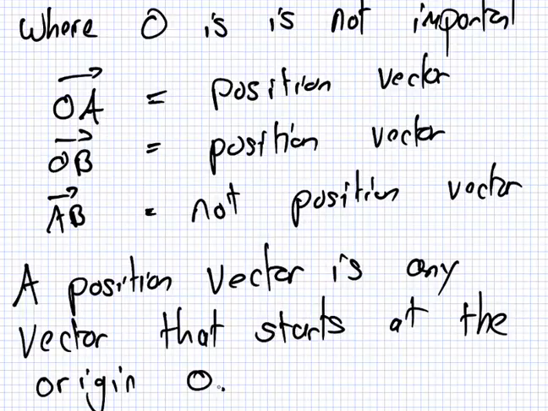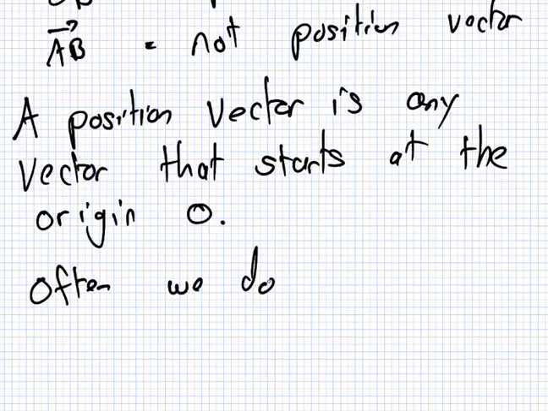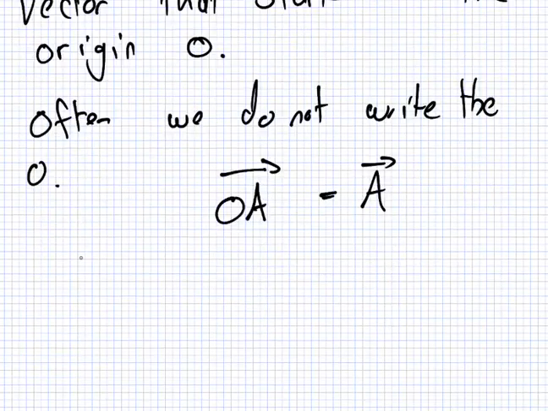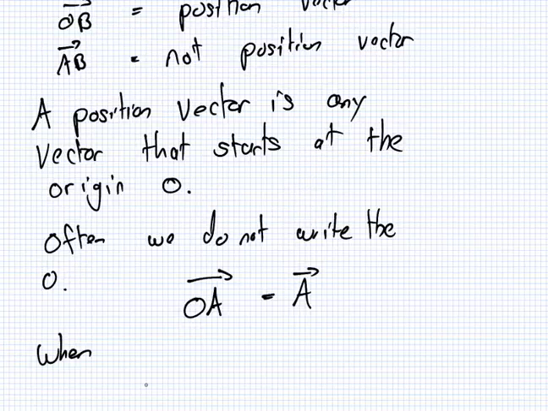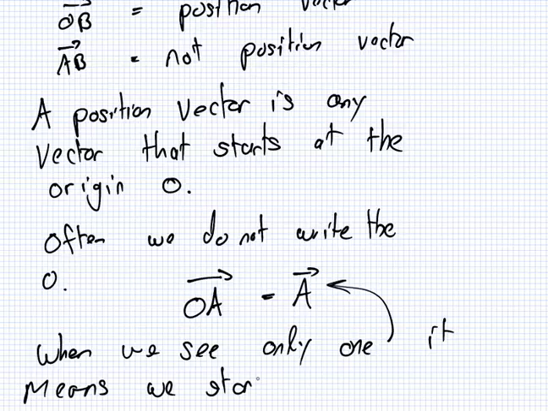So that's a position vector. Any vector that starts at the origin O. Often we do not write the O. So what I mean by that is, if I have OA, often we don't even bother to write the O, we just write A. So when you see only one letter, it always means we start at O. So when we see only one letter, it means we start at the origin.